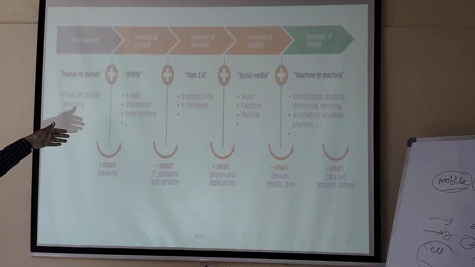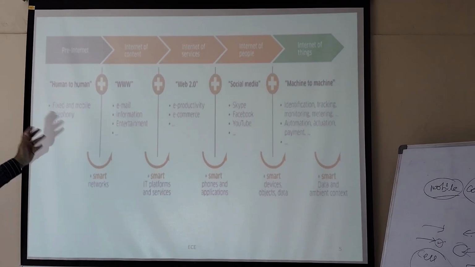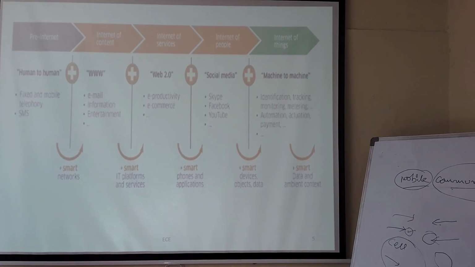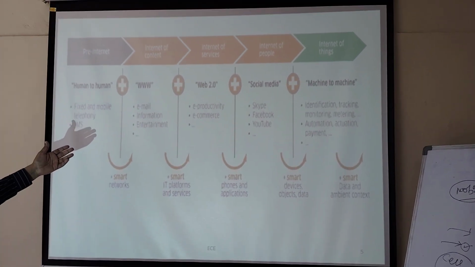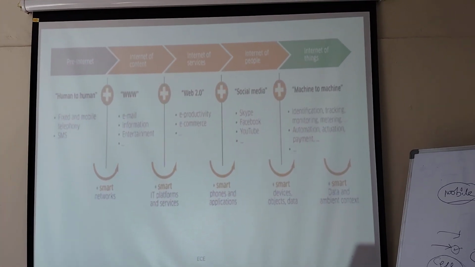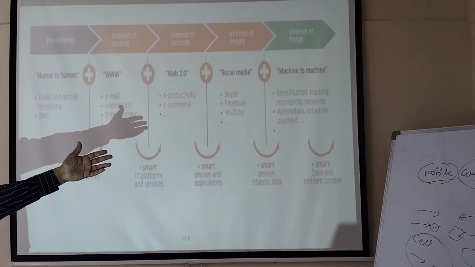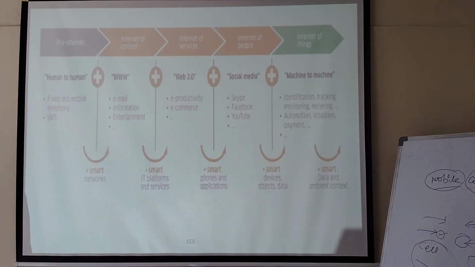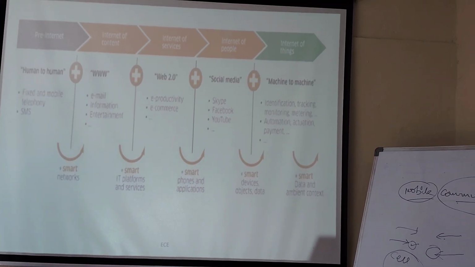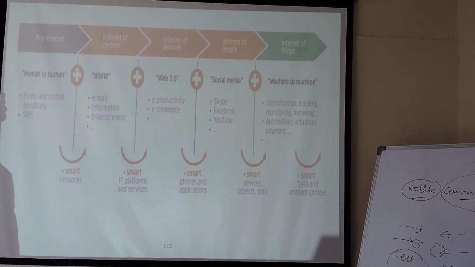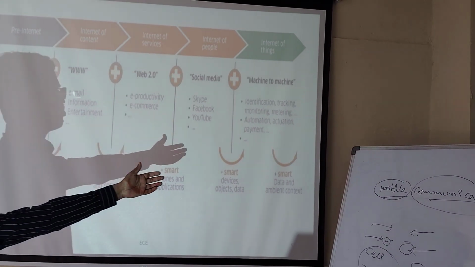This slide shows how communication has evolved. Earlier we had only communication from human to human for the exchange of information. Then we came across the World Wide Web, wherein we exchanged information through email or some web network. Then social media, the Internet of People, where people are connected through machines. The last one is the Internet of Things, where information exchange is done machine to machine, so human involvement is very less.